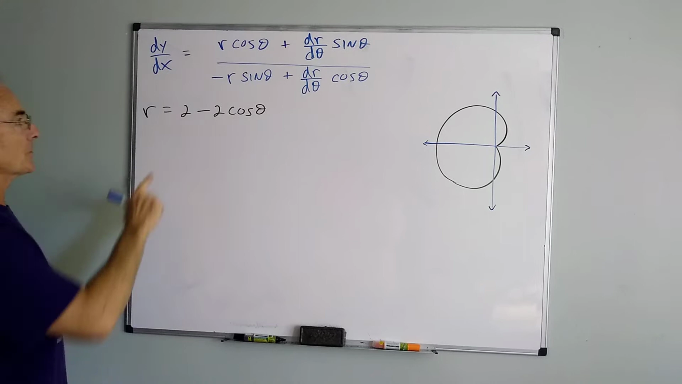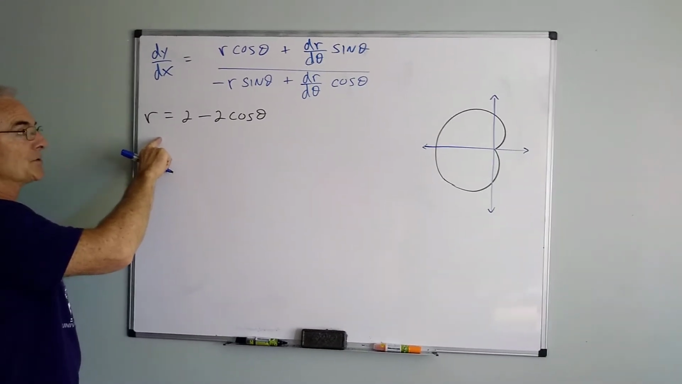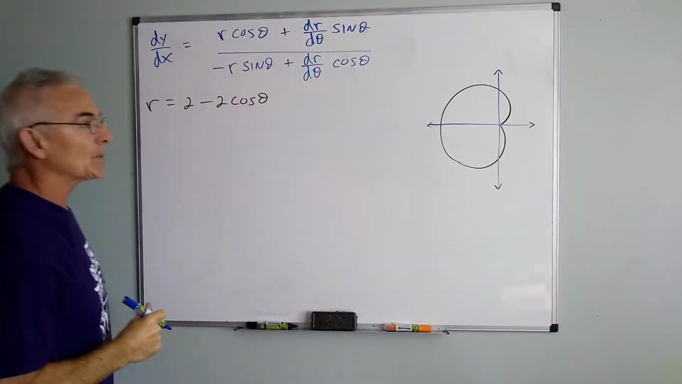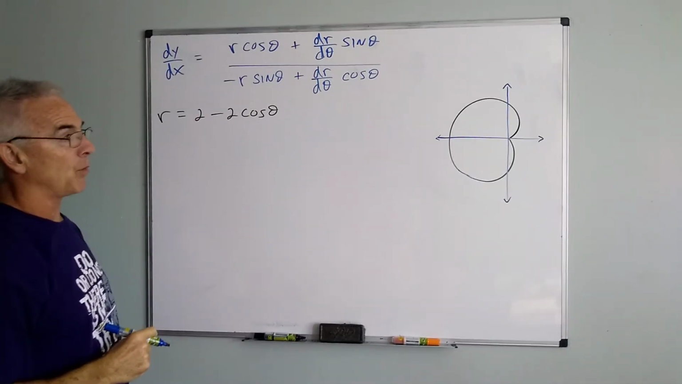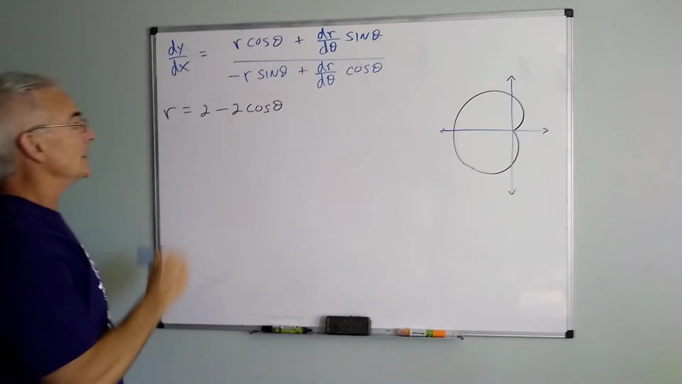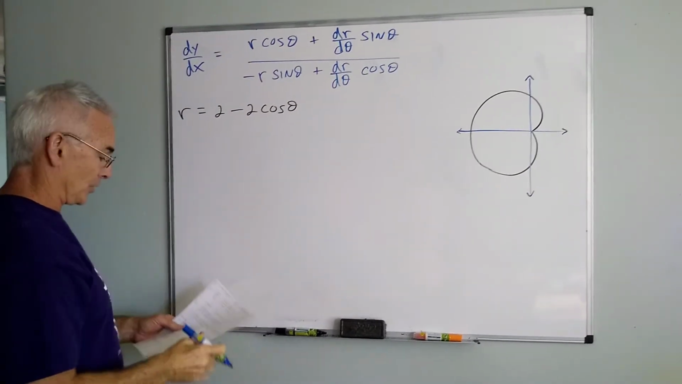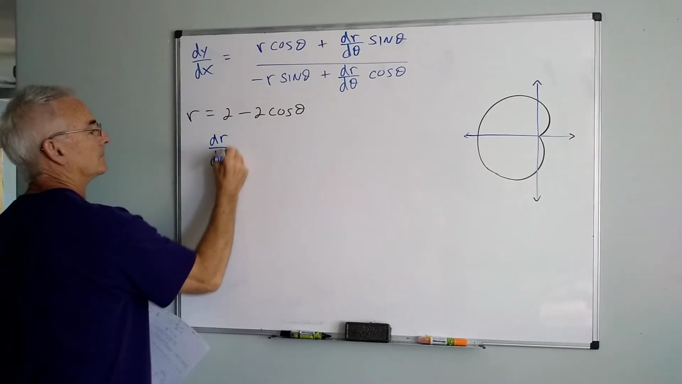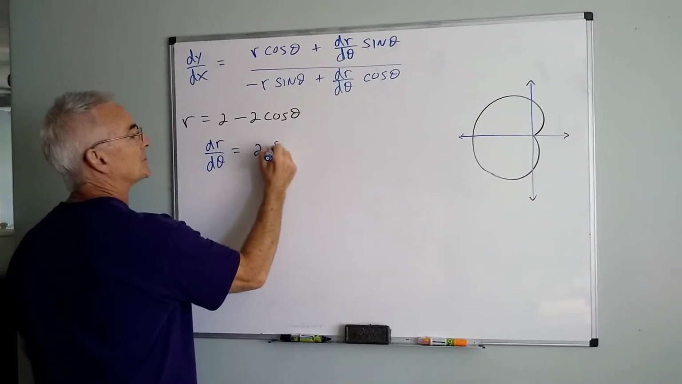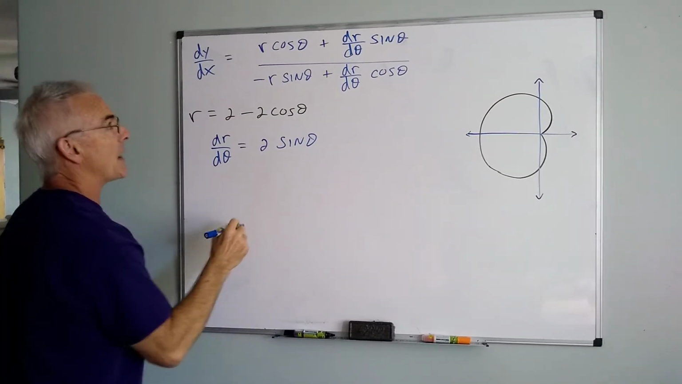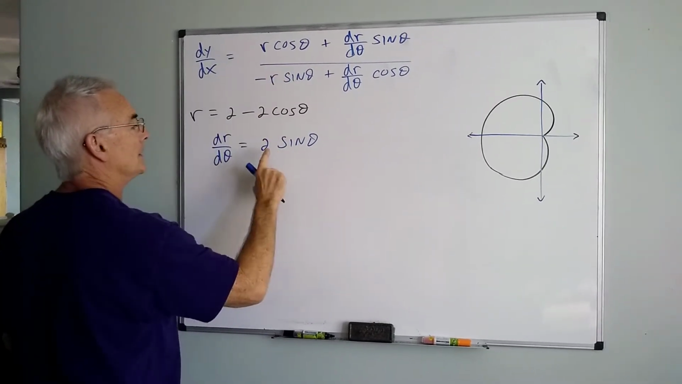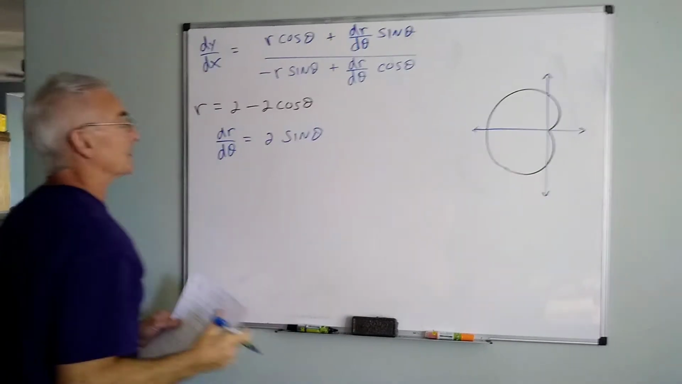So let's consider the cardioid r equals 2 minus 2 cosine theta, which looks like this. I would like to find the derivative at every point on there in the xy plane, but in the r and theta terms. So to start with, let's find dr/d theta, which in this case would be simply 2 sin theta. Now all I need to do is substitute this quantity everywhere I see the r, and this quantity everywhere I see the dr/d theta.